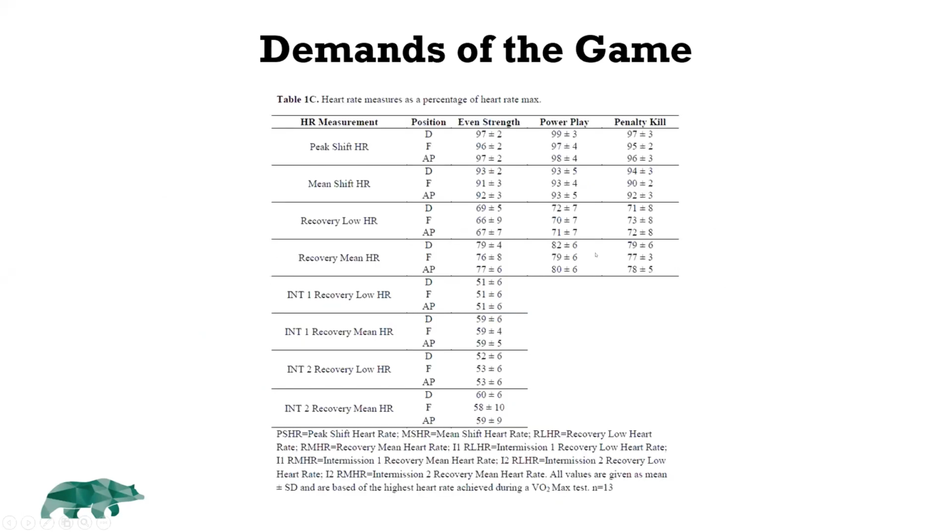And some heart rate data. Going down the line, peak shift heart rate: what their peaks were when they were on the ice. Obviously players were hitting very high. Some of them would actually reach a heart rate higher than what they achieved in a VO2 max test when they were on the ice.